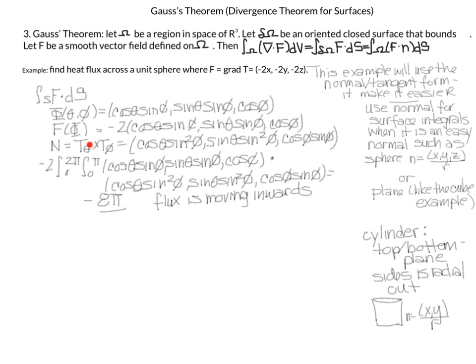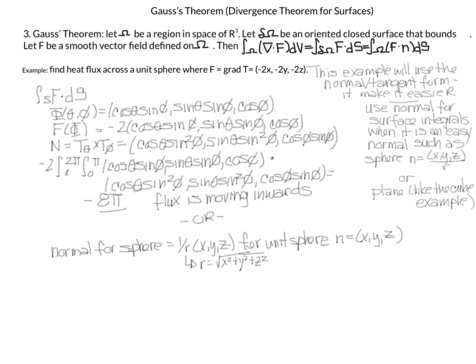I calculated n is equal to T theta cross T phi, and I just went back a few slides when we did the other spherical example and took it from there because it was such a pain. And then I plugged into my integral, and I did the dot product, right? This is my F of phi, and then my normal. After many calculations, I got to minus 8 pi, and it was actually kind of a lot of calculations. But anyway, this negative sign, I just want to mention, means that the flux, the fluid, is moving inwards towards the sphere.